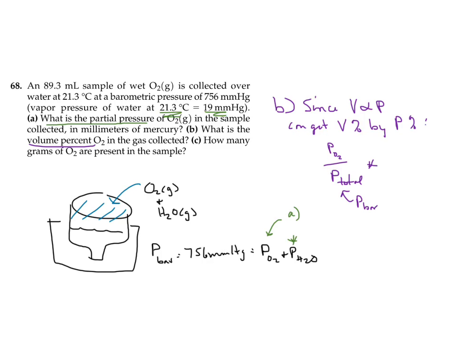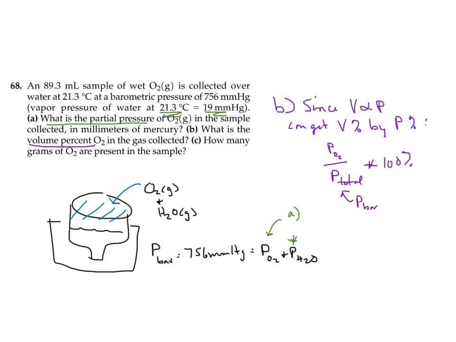Part B says what is the volume percent. The beauty of this is volume and pressure are directly proportional. So basically, to get the volume of O2 to the total volume, you can go for the partial pressure of O2 to the total pressure. So it's really not too bad. Don't make it hard. And then to get parts per 100, multiply it by 100%.